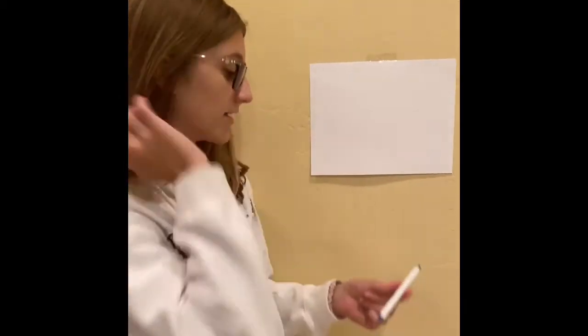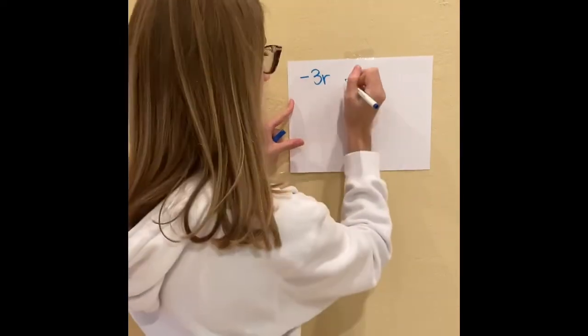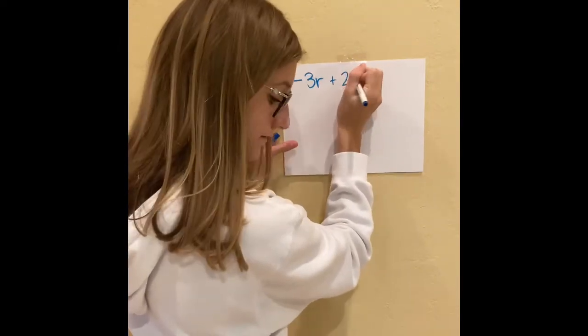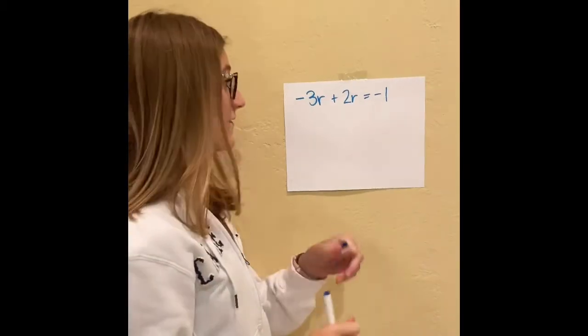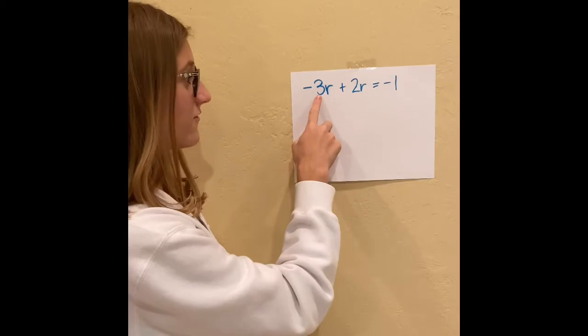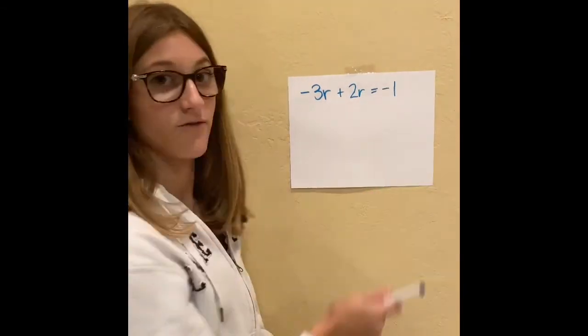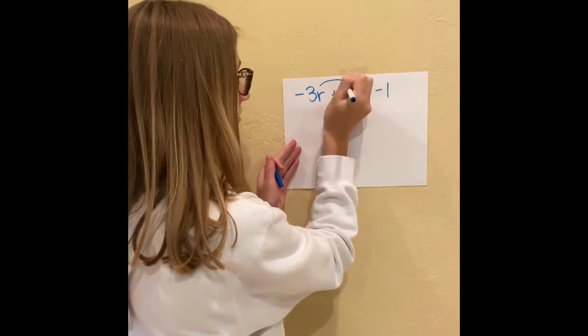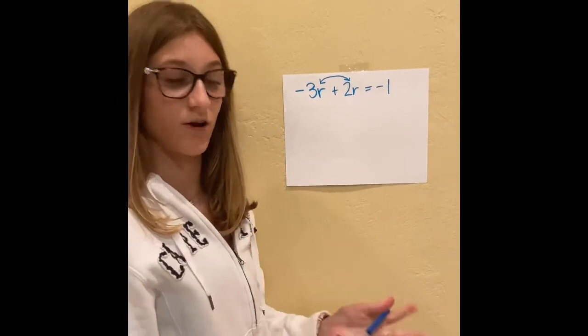To start, we're going to start off with an easier problem just so that we can ease our way into this. So our problem is -3r + 2r = -1. By looking at this problem, you can see that -3r and 2r are both like terms because they both have r as their variable. So you're going to just draw an arrow just to help you know that they both go together.